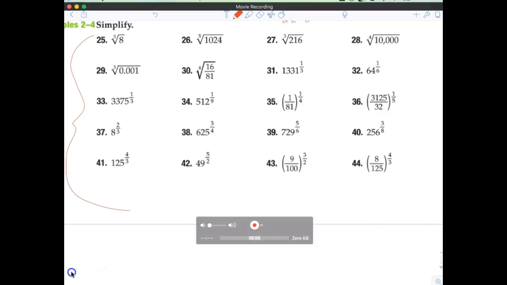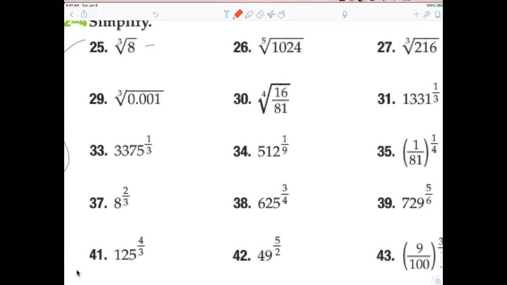Now, like I said, it was a start over. Tell me, cube root of 8 is what? 2.